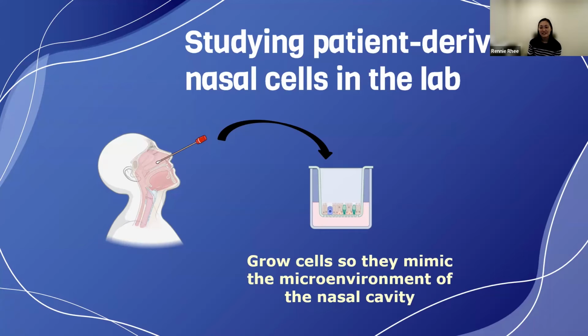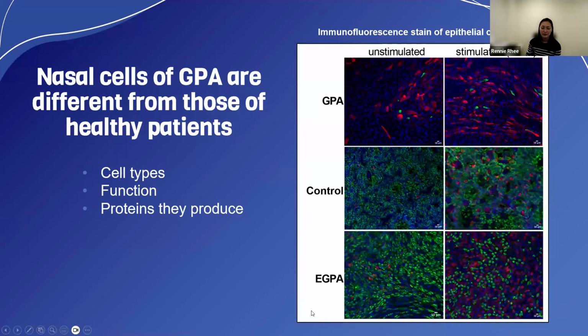So we have been collecting these nasal brushes from patients with GPA and eGPA and have been growing them up and studying them. And it's been really interesting, and I won't go through all this data, but what we've been finding in general with our preliminary data is that so far there are a lot of differences between patients with ANCA-associated vasculitis and people who don't have the condition. Differences in the types of cells that are present, in the function they have, and the proteins they produce. Even without putting any bacteria on them, just looking at them by themselves, they are different.